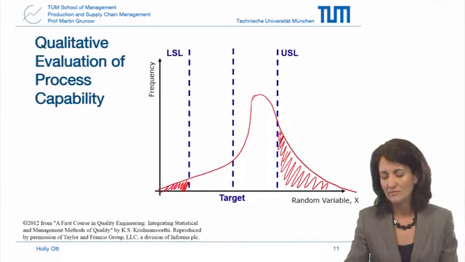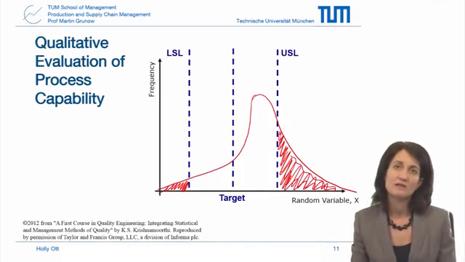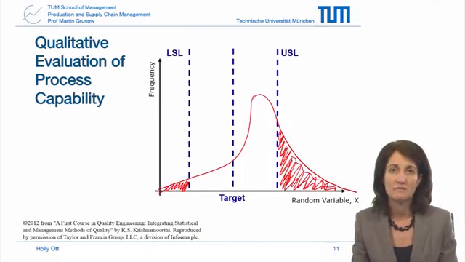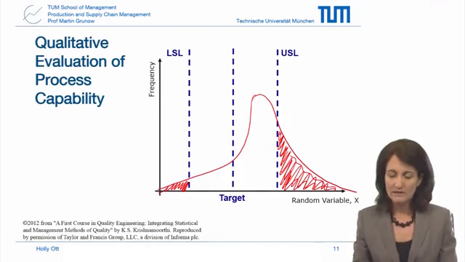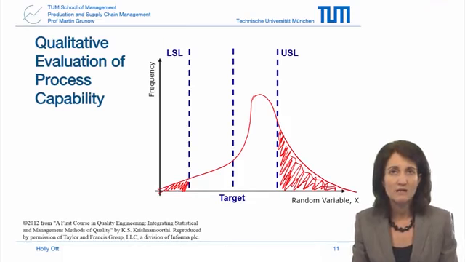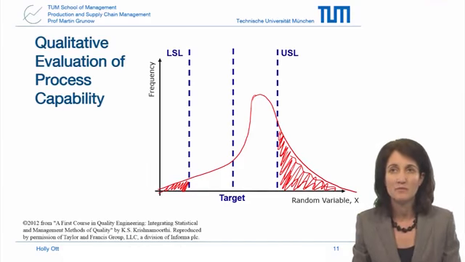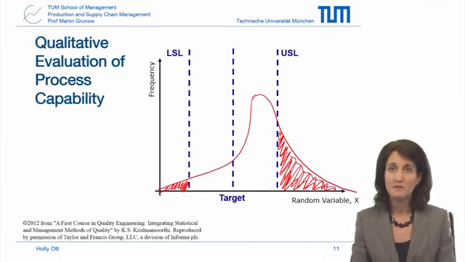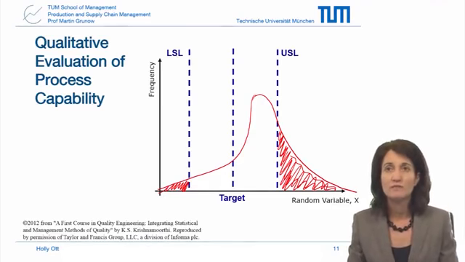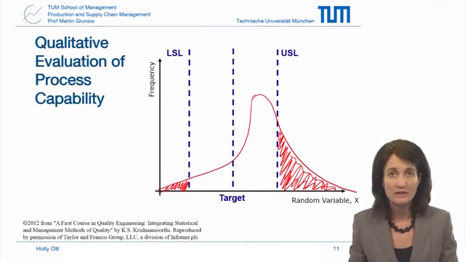So you have on both sides values that are outside of the spec, but more on one side than the other. So these drawings here, these are qualitative assessments of whether you have a capable or incapable process. And in these examples, you can see whether it's the process variability or it's the process centering that is causing the problem in the process.